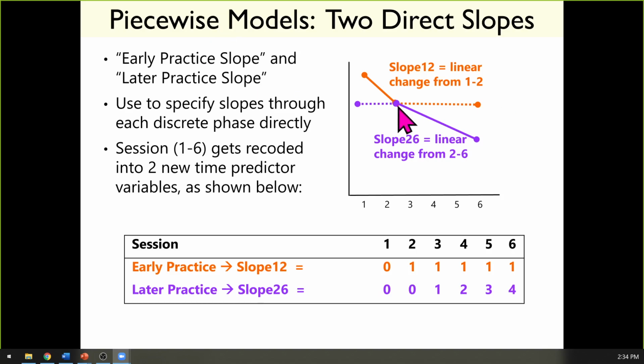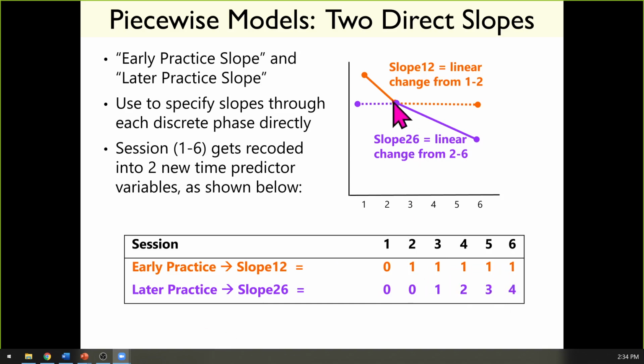So in this case, I have my orange predictor that is early practice. I'm going to call that slope 1-2 because it's the slope that measures change from session 1 to session 2. Creative name. And the way that I coded it is to make the first occasion the intercept, so keeping it at the same place as we had before, and going from 0 to 1, because session 2 is 1 unit in time past session 1, but then I want the first slope to shut off. So I shut it off at the last value for time.